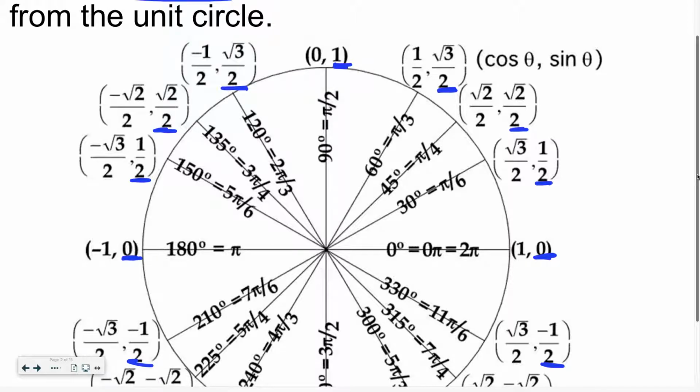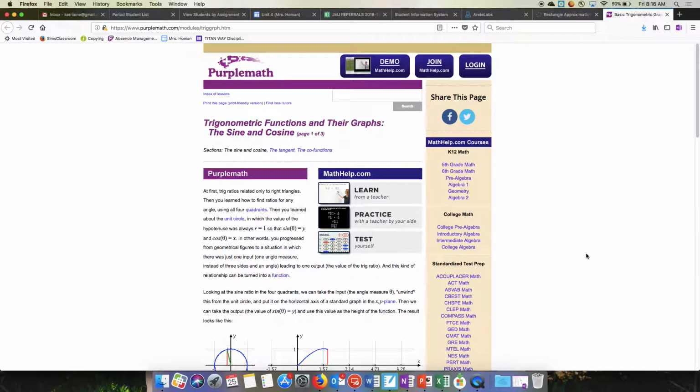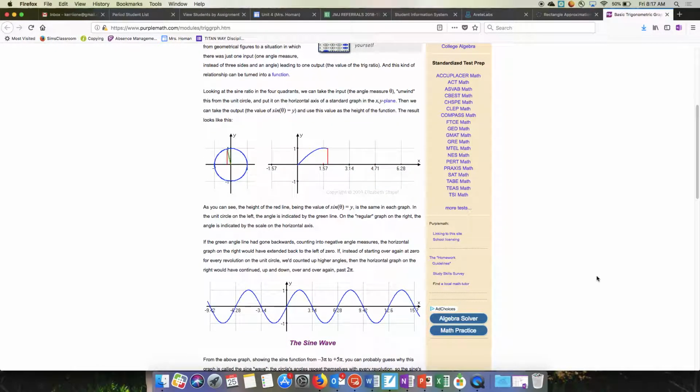I have a little demonstration for you. Are you ready? Okay, so here, do you see how we go around the unit circle? And as we go around the unit circle, it plots the outputs. So the sine of 0 is 0. The sine of pi over 2 is 1. The sine of pi is 0. The sine of 3 pi over 2 is -1. And the sine of 2 pi is 0.